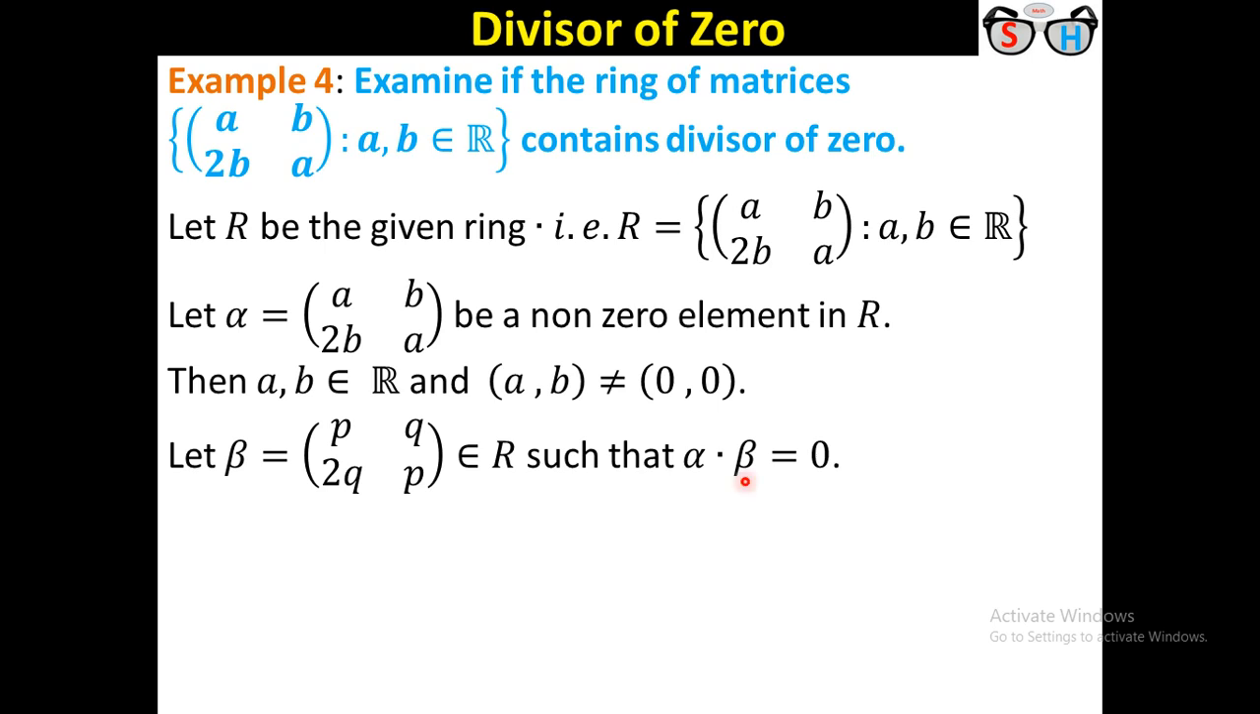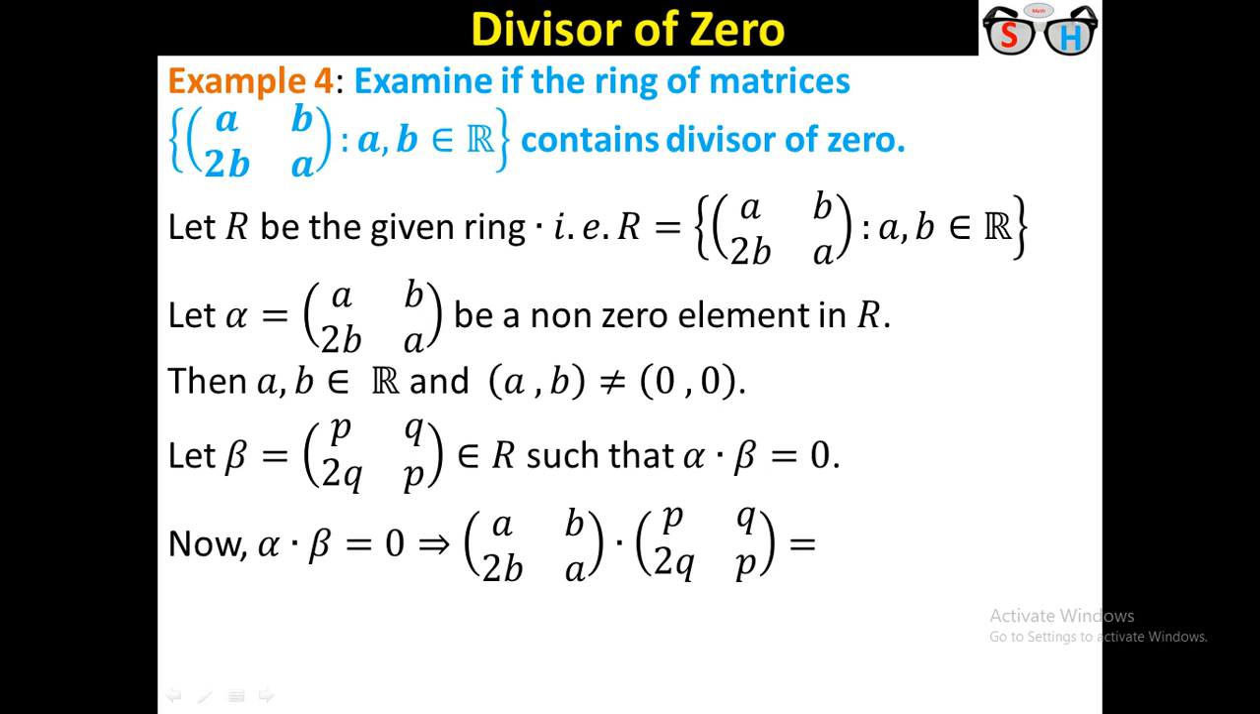So our target is to find beta as a non-zero matrix, because if beta is a null matrix, that is [[0, 0],[0, 0]], this is also in the set R, and in that case alpha times 0 is 0. This is obvious, but our target is to find a non-zero matrix beta. Now alpha beta equals 0 implies that we have to multiply alpha with beta. Here I write alpha and here beta.